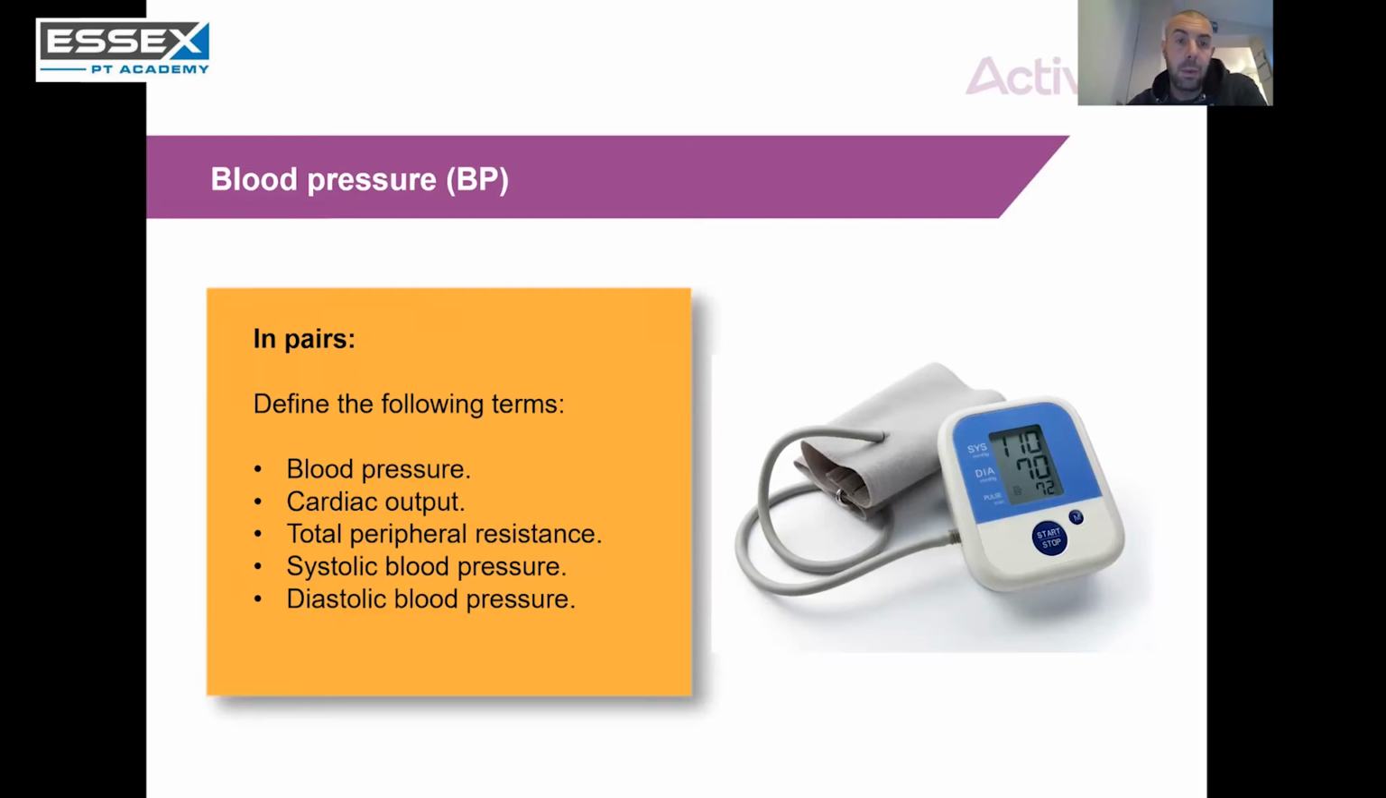So, blood pressure, and this relates to what we've just talked about. Define the following terms. What is blood pressure? Again, you may remember some of this from level 2. What is cardiac output? Hopefully you understand that. Total peripheral resistance, systolic and diastolic. These are all things that we covered in level 2. If you need to switch back and do a quick bit of revision on those, feel free.